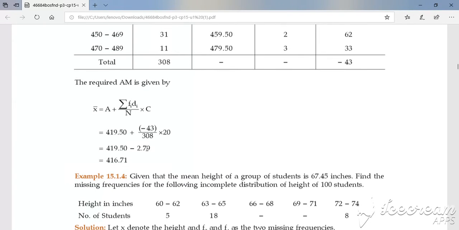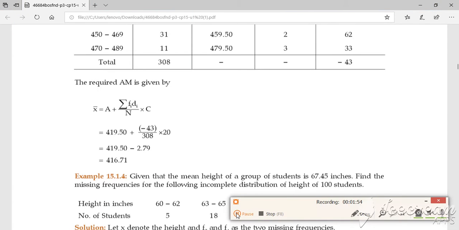419.5 minus 2.79. So this is very important whenever you are considering the change of origin and scale property. This a plus summation fi di by N into c is very important, right? So you will get x bar as 416.71.